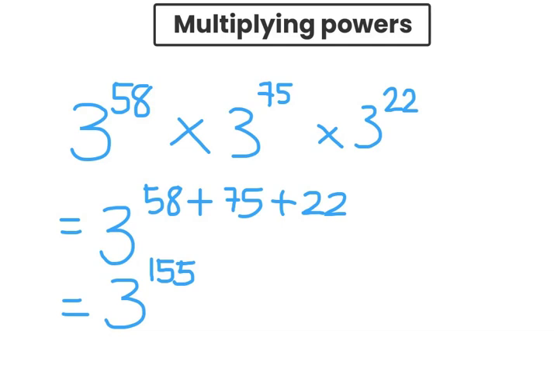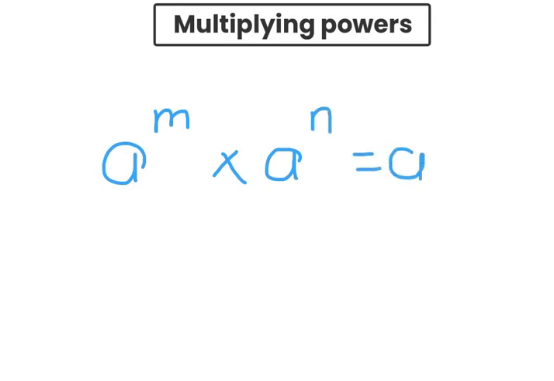And so in general, a to the power of m times a to the power of n will be equal to a to the power of m plus n. So if I raise some number to the power of m, so I'm multiplying that number by itself, m of that number by itself, and I multiply it by another n of that number, then all in all, I'm multiplying m plus n of that number.